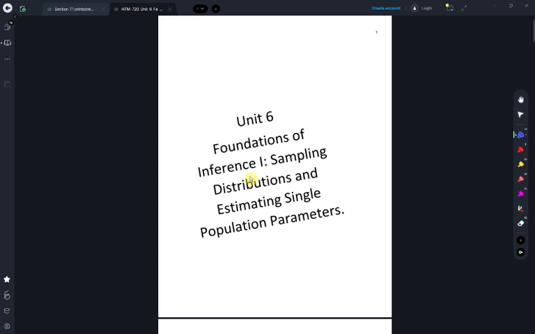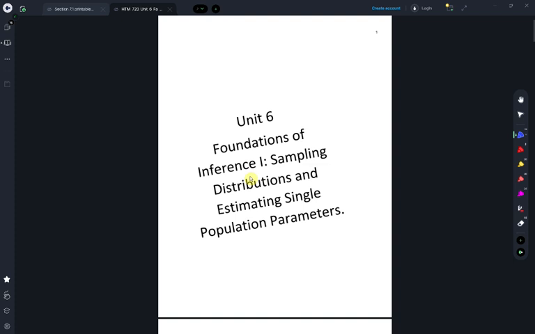Welcome to Unit 6. Our focus in this unit will be on the very foundations of statistical inference. You might recall that in Unit 1, we did discuss two major branches or aspects of statistics, namely descriptive statistics and secondly, statistical inference. In statistical inference, our actual goal is to study different population characteristics using sample information.